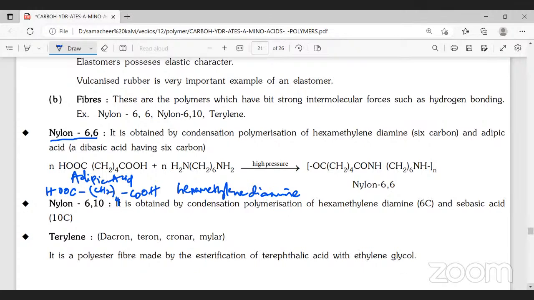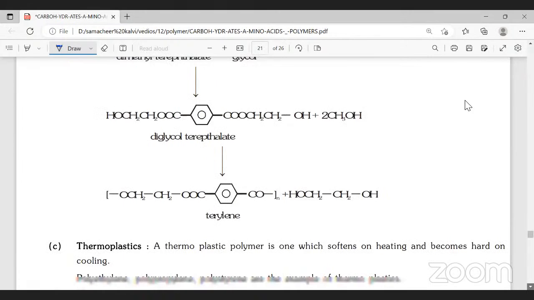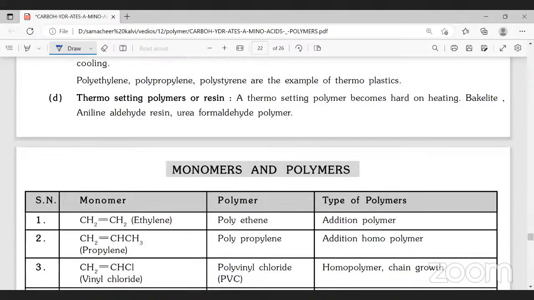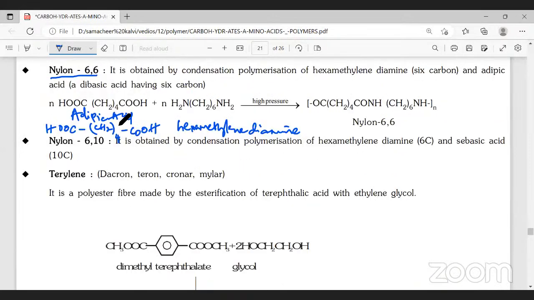So, in case of nylon 6,6, the monomeric units are hexamethylene diamine and adipic acid. It is an example for copolymerization. If n moles of hexamethylene diamine and n moles of adipic acid are heated at high pressure, what happens? One of the hydrogens and this OH group gets eliminated as water. Similarly, one hydrogen of the amine group and the OH group of this gets eliminated as water. So what happens? A bond is formed between carbon and nitrogen.